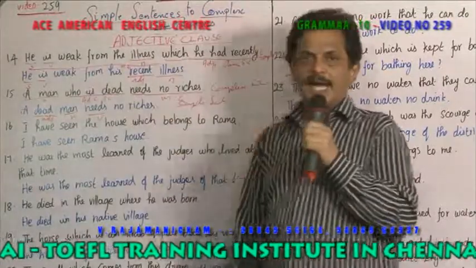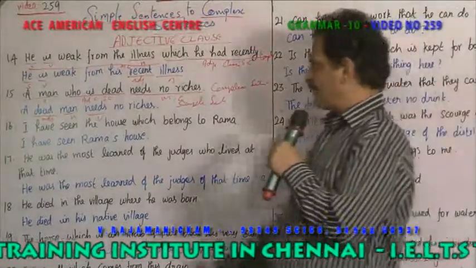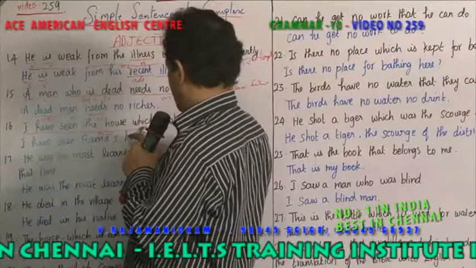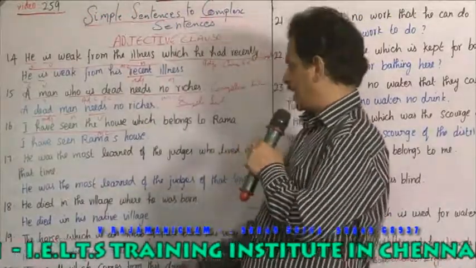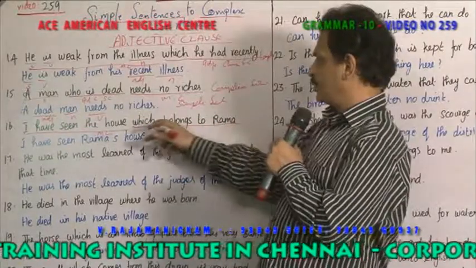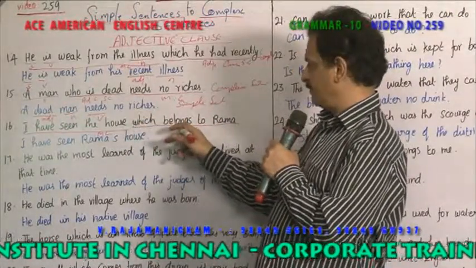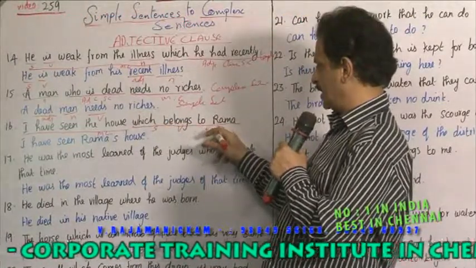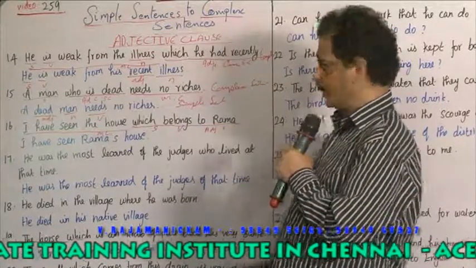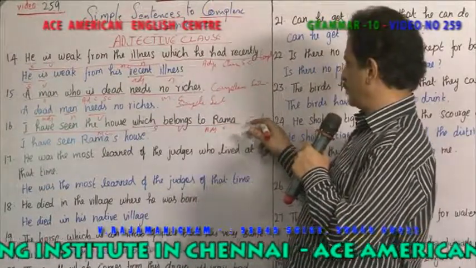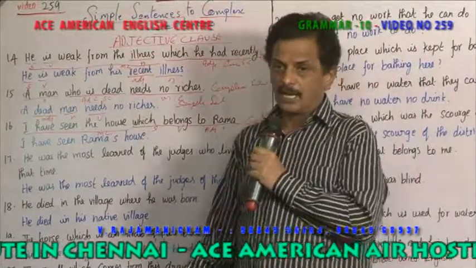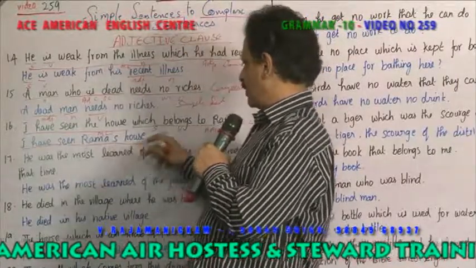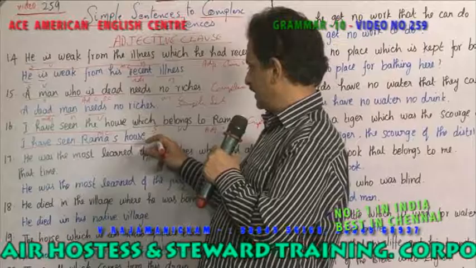Okay. I've seen the house. I've seen the house is the main clause. And the description about the house: which belongs to Rama. So which stands for house. Belongs is a verb, and which is the subject. So this becomes an adjective clause describing the noun house. So this is a complex sentence. How do you change it into a simple sentence? I have seen Rama's house. So simple. This becomes an ordinary sentence or simple sentence, right?